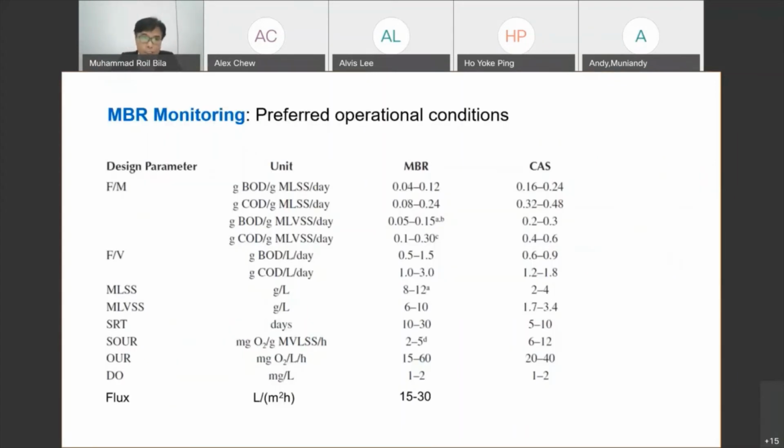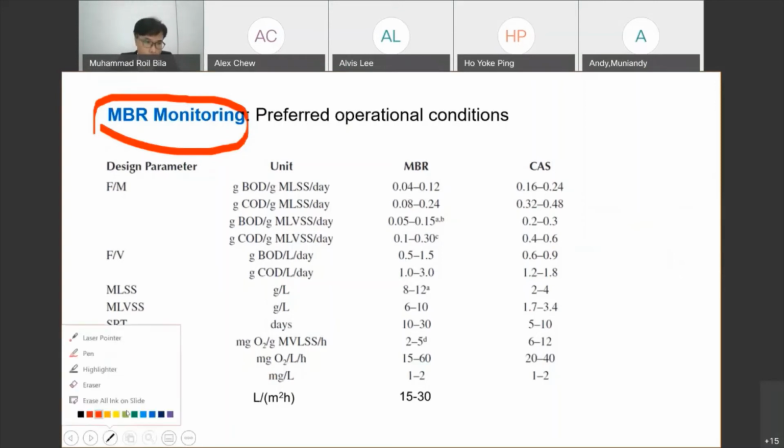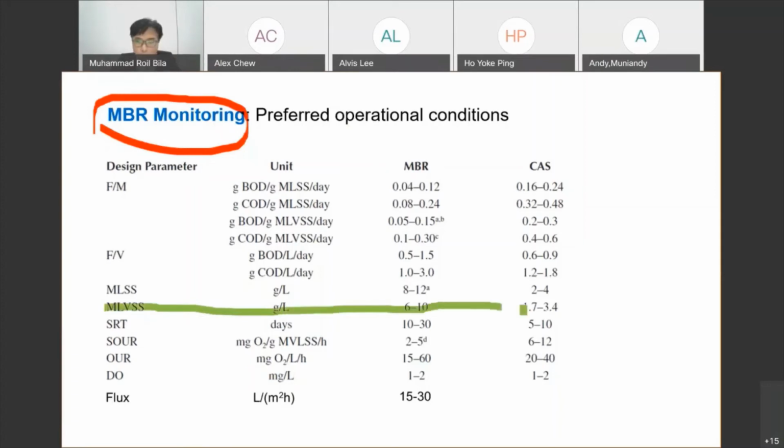Another important thing is that we have to closely monitor the system to operate under the ideal condition. I noticed that some of the operators don't know so well how to operate their MBR, so they run at quite low, for example, MLVSS. So ideally, for MBR to gain a really good advantage, we run it at MLSS of 6 to 10 gram per liter. Okay, so then you can get the full advantage of it.